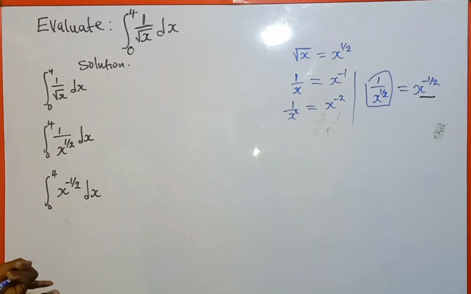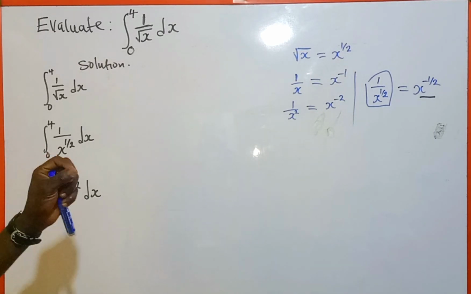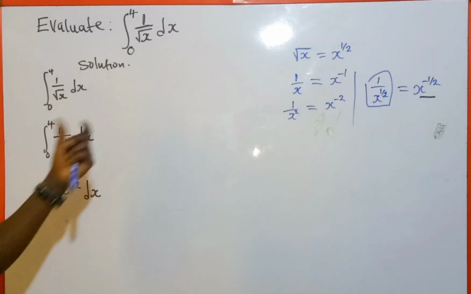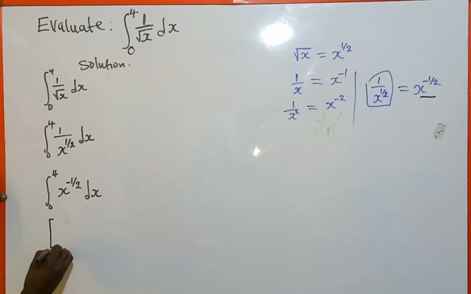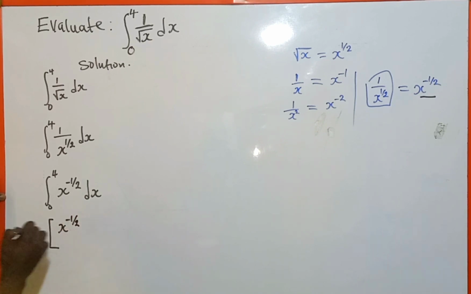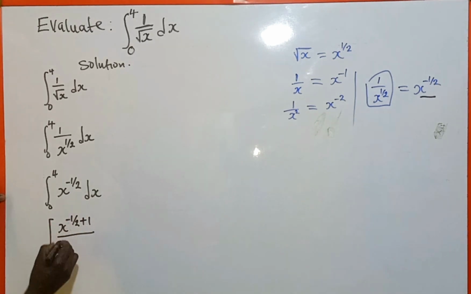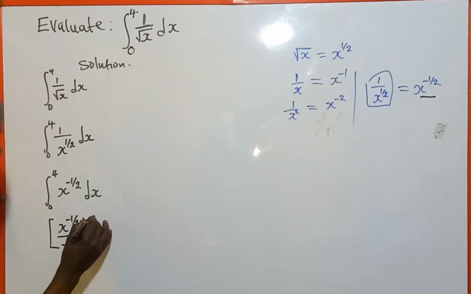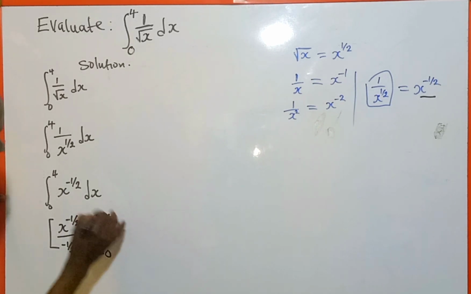Remember, integration is just the opposite of differentiation. We are going to add 1 to the power of x because we are integrating with respect to x. Then the whole new power is brought to the denominator. So we are going to have, open bracket, x to the power of minus 1 over 2, plus 1, over minus 1 over 2 plus 1, then close the bracket. The lower limit is 0 and the upper limit is 4.